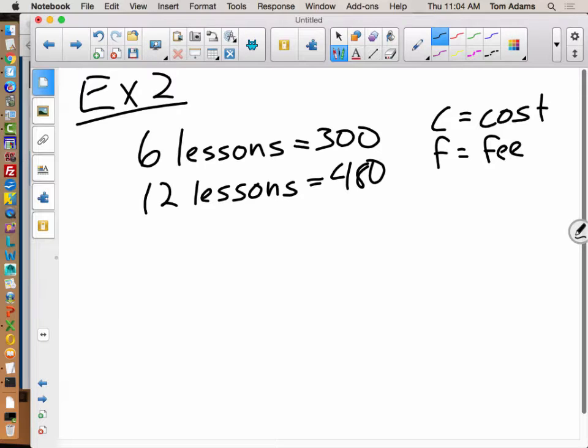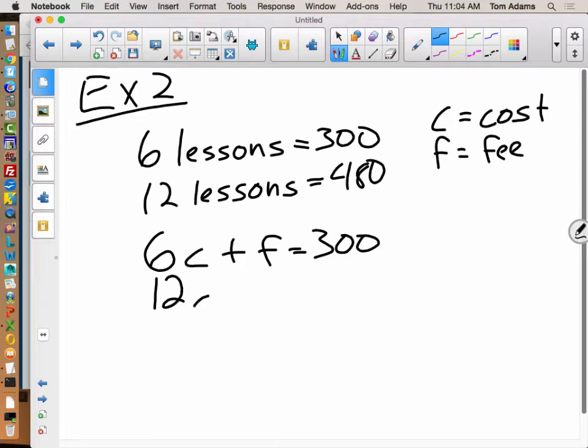Let's look at the first scenario. How many lessons are there? 6. So I'm going to say 6 times C. We don't know what the cost is. Equal. And then there's a one-time fee. So what do I say? Plus F equals 300. All right. Now let's look at the second scenario. 12C plus F equals 480.